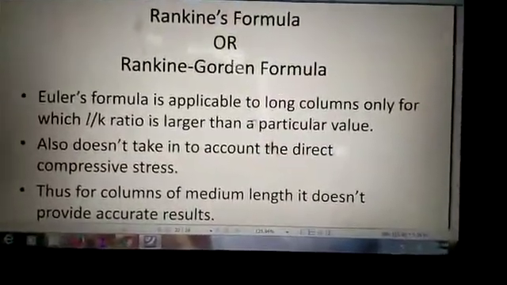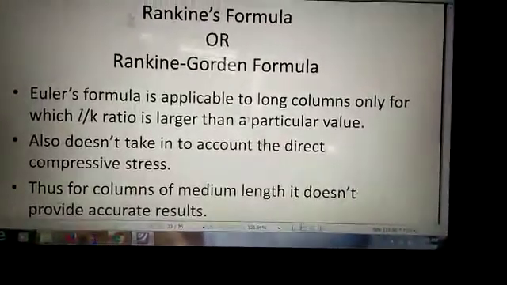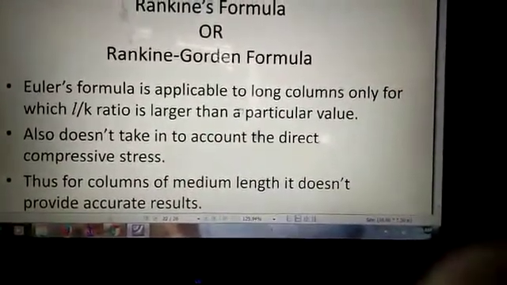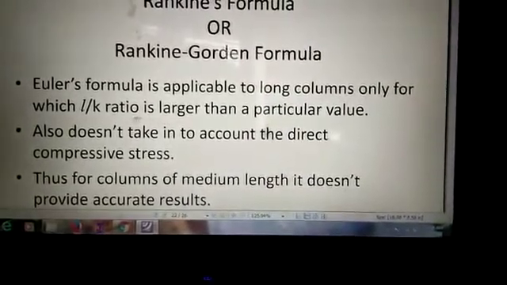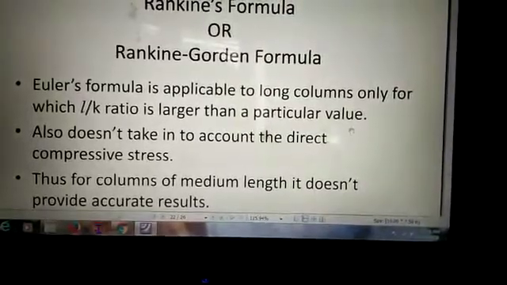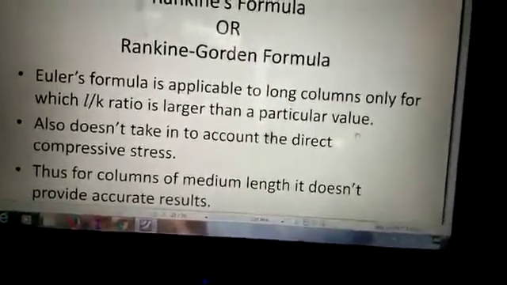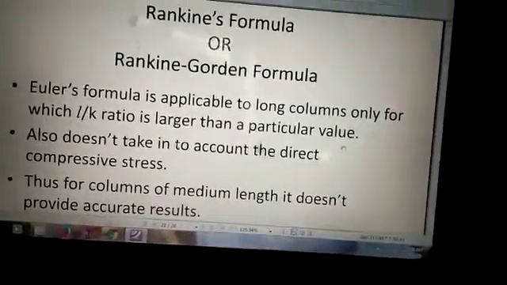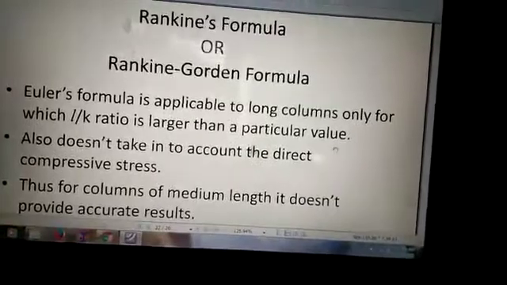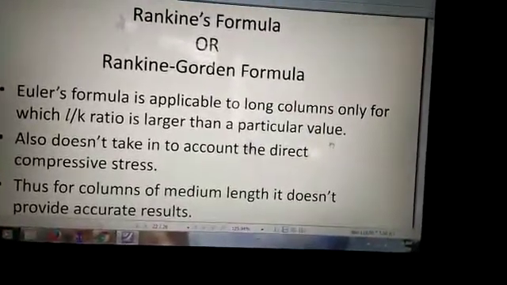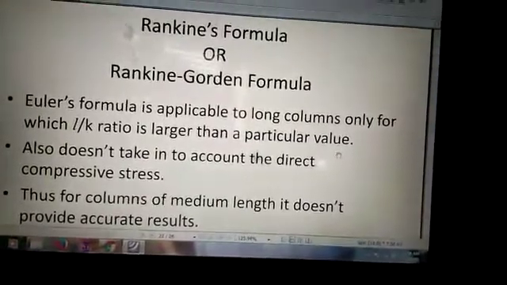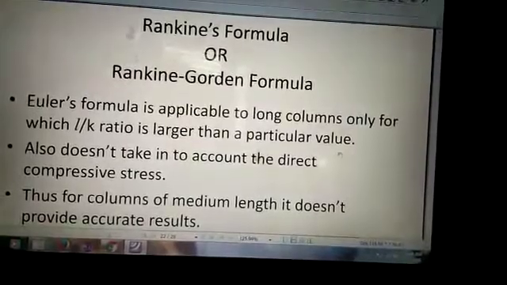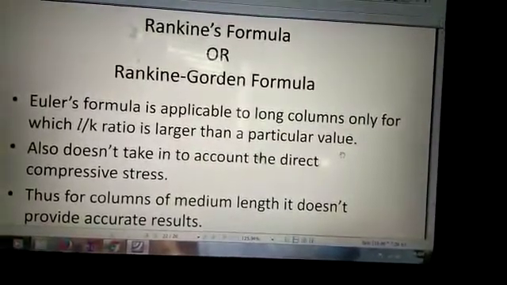So let us understand what is the difference between Rankine's formula and Euler's formula, and why it is derived. Euler's formula is applicable to long columns only, for which the L by K ratio is larger than a particular value. For all the cases we cannot apply the Euler formula. We have a restriction of application of this formula for long columns. As I have told you in the beginning, it is applicable for the long column. The short and medium columns are neglected in Euler's theory.